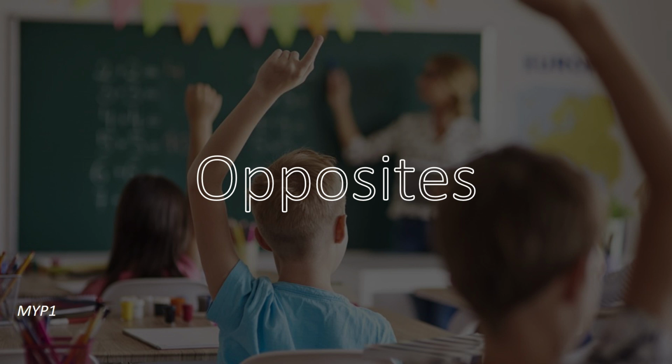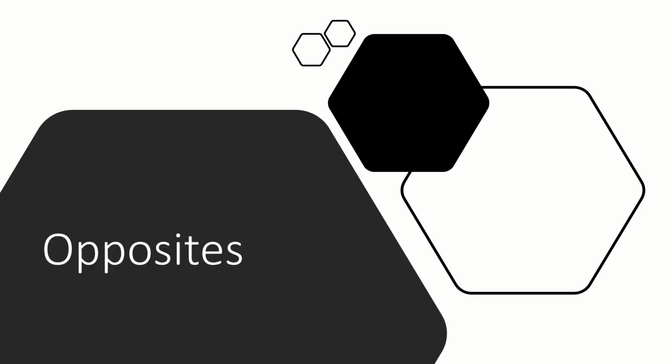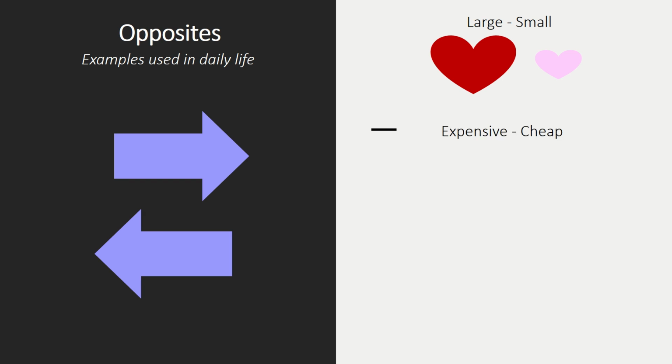Hi everyone! Today we're going to have a look at opposites. So what are opposites? First of all, some examples used in our daily lives. Let's have a look at large and small. Something could be really large, but it could also be really small. Large and small are opposites.